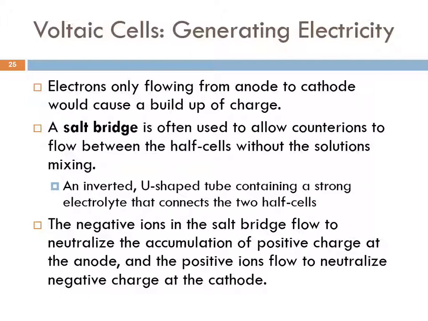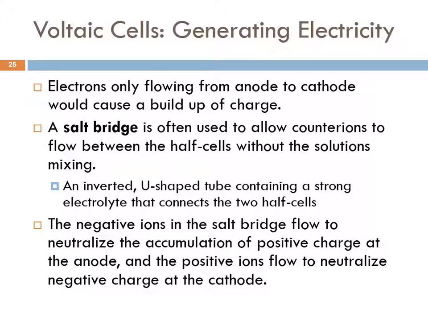If we only had electrons going from the anode to the cathode, we kind of got ahead of ourselves a little earlier, things wouldn't keep going. We get a buildup of charge. And so here we get to the salt bridge. The salt bridge allows the counterions, like the nitrate, to flow between the half cells without the half cells actually mixing together.